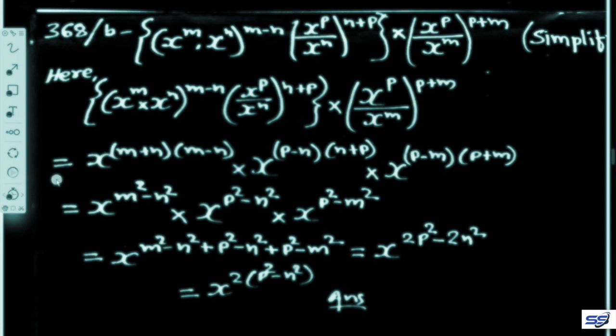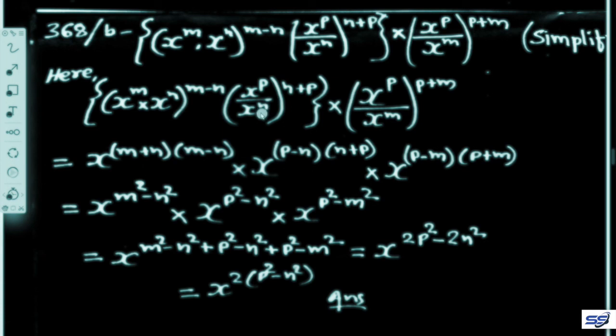Now see the solution here. Equal to x to the power m plus n. Here the base is the same, so the powers shall be added, m plus n. So here comes x to the power m plus n, and this power is m minus n. So the power of x becomes m plus n times m minus n.